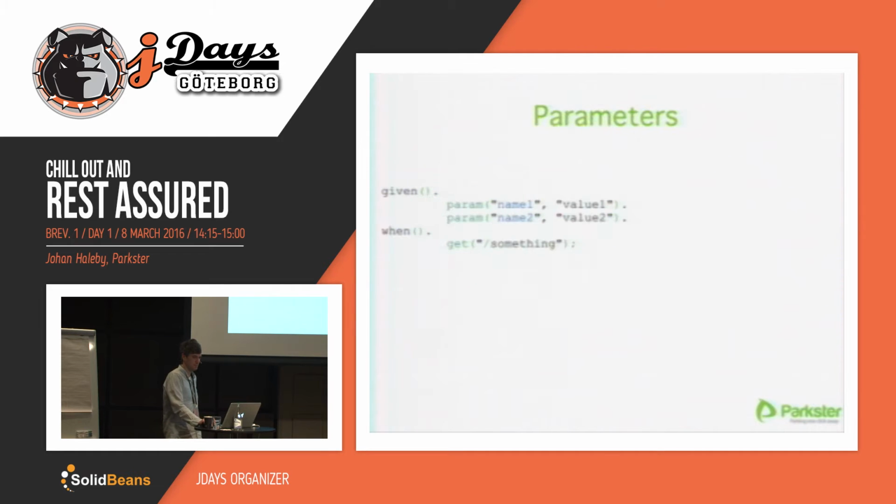But then you also want to supply parameters with the request. And here you can see a little bit more of the API or DSL. We begin with this given statement, and we say that we want to given this parameter, name1 equal to value 1, and name2 equal to value 2. Apply that when we do a GET request to /something.